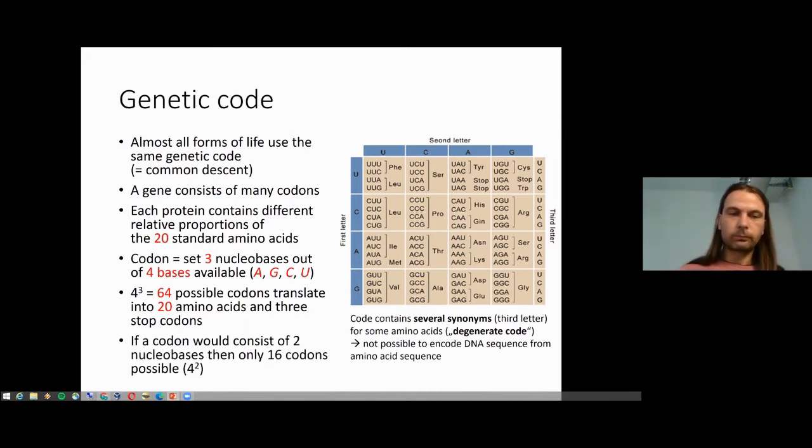So if a codon would only consist of 2 nucleobases, we could not build these 20 amino acids. So having 3 is essential. But as you see in this figure, this results in codons which are essentially, you would say, redundant, because they can form the same amino acid.